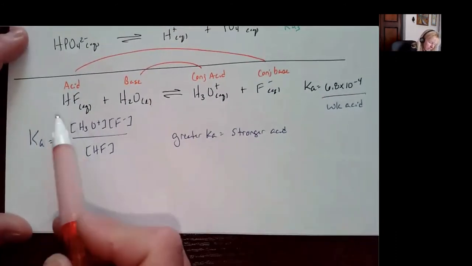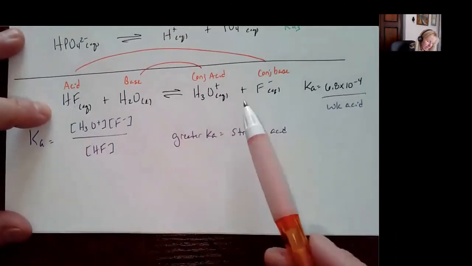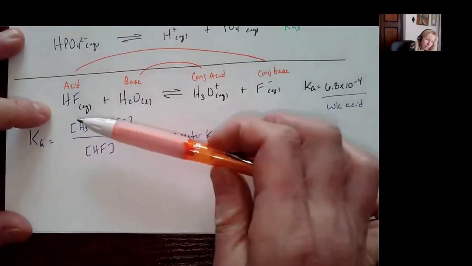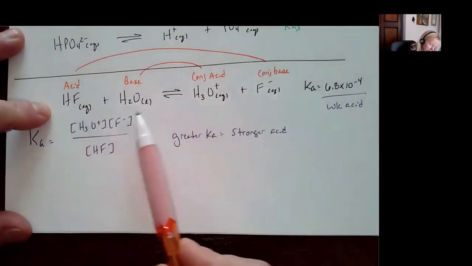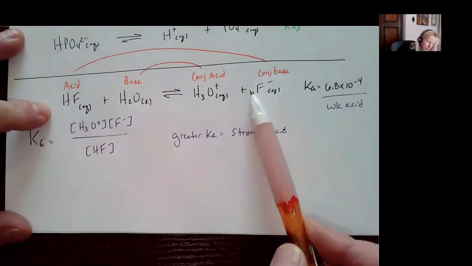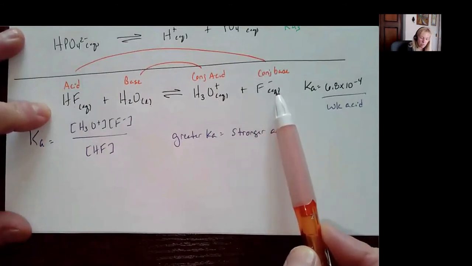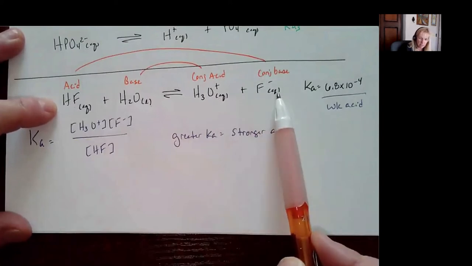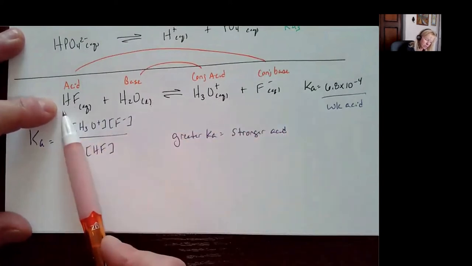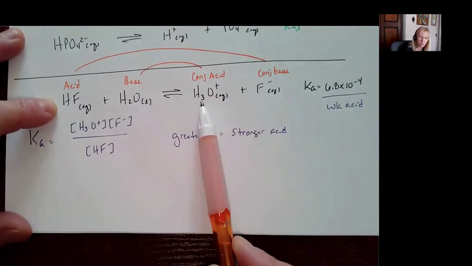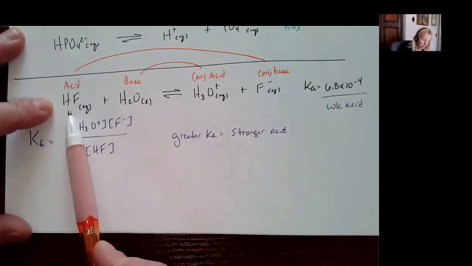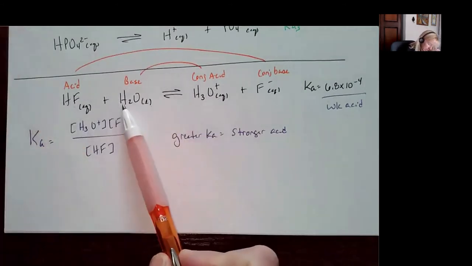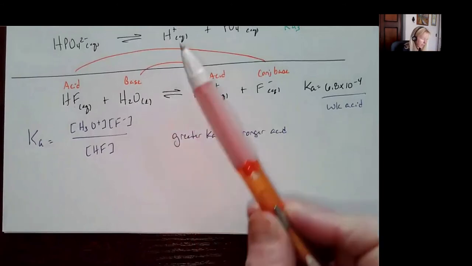So if this is really weak, then that means that my reaction is favoring this direction here. If my reaction is favoring this direction, then my conjugate base is going to be stronger. So as your acid gets weaker, the conjugate base of that acid is going to get stronger because it's favoring this direction here, meaning that it's going to pick up a hydrogen from water to reform your HF. And the same thing can be said of the converse.